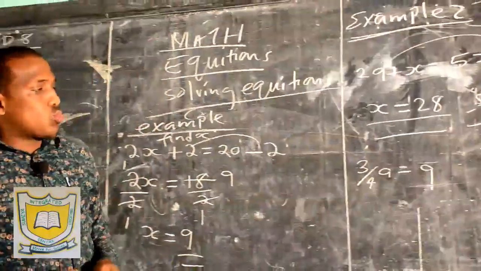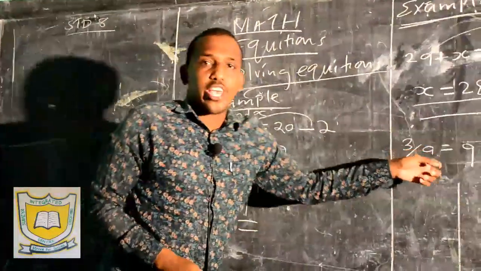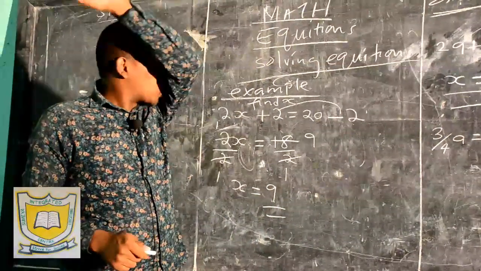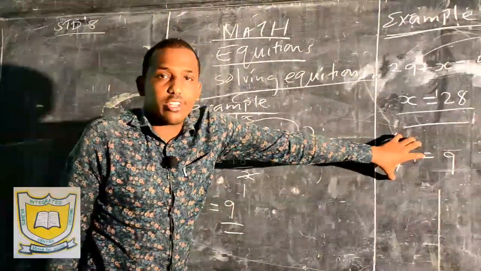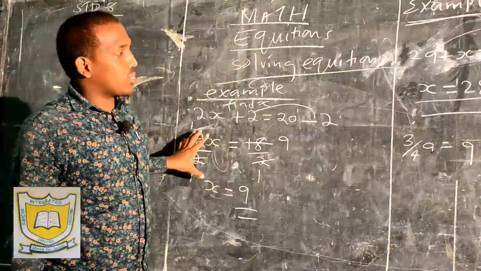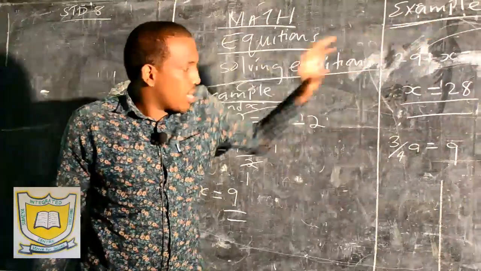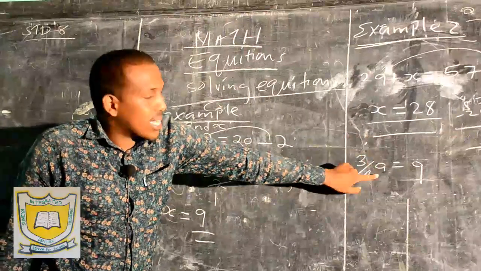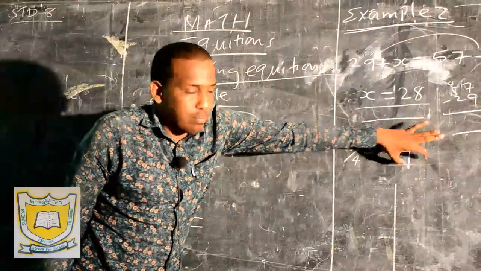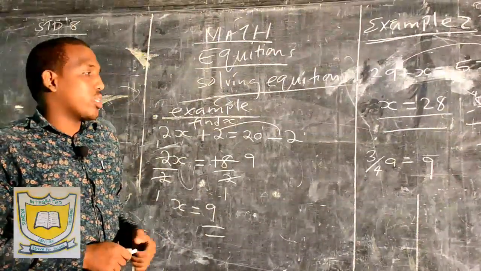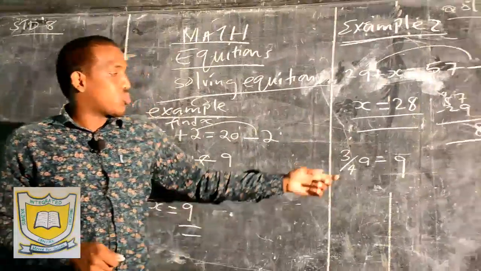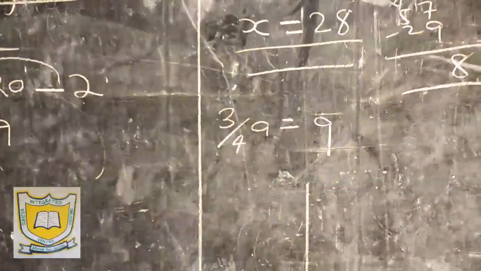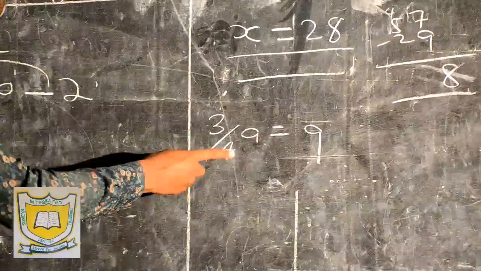So we want to get now the value of A. How do we get the value of A? This one is different from the other ones, because in the other ones the number was moving to the other side. But this one we have a fraction tied with a letter, and we also have a whole number here. So there is no number that we can move because this is a fraction. What we do now, we take the denominator.